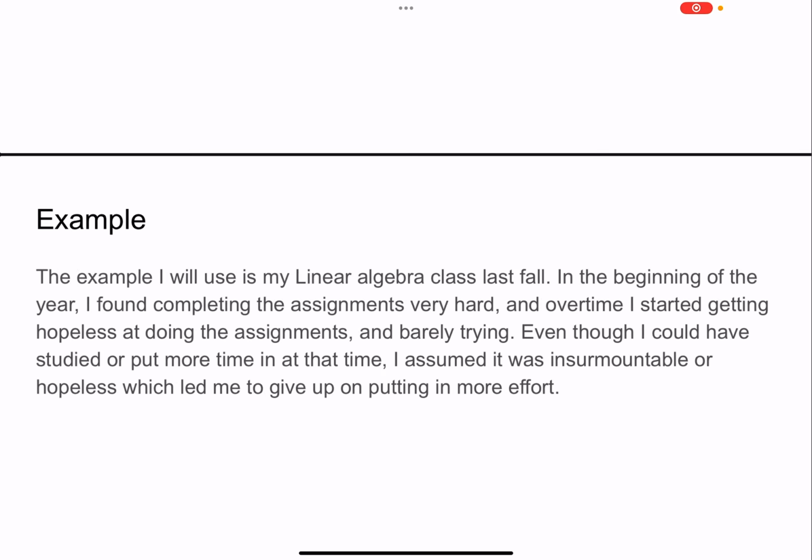A real life example for this is my linear algebra class last fall. And the way that this relates is because in the beginning of the year, I found completing assignments in my class kind of hard, or learning the concepts for that class kind of hard. And over time, I got deeper and deeper into the class, which made the concepts build more and more on each other, and it made it that much harder for me to understand.